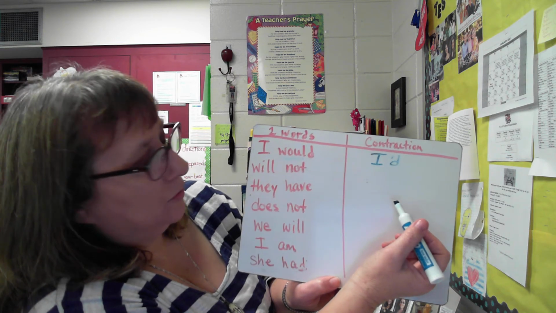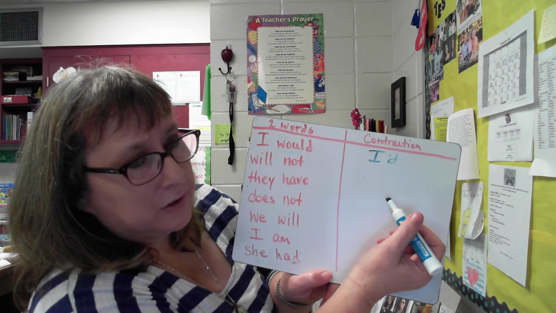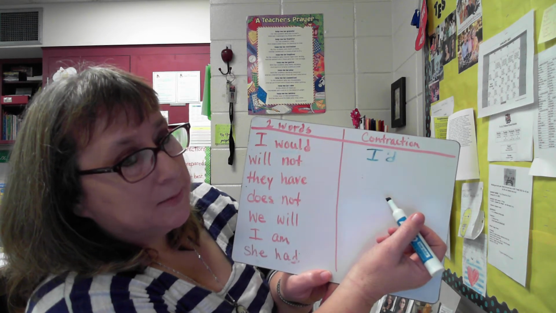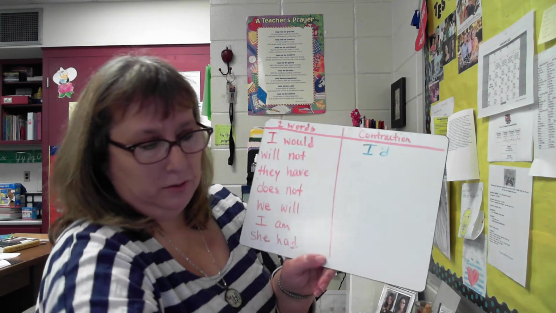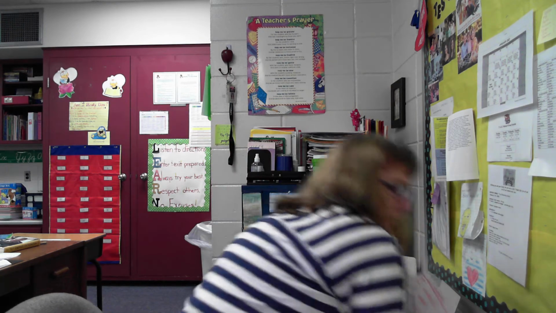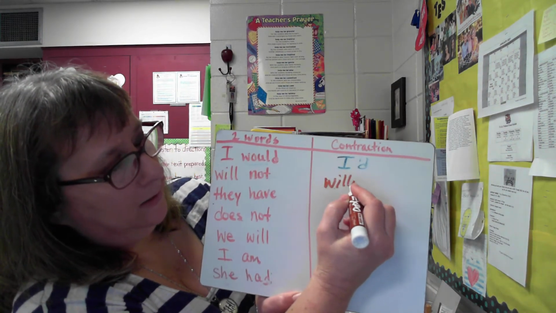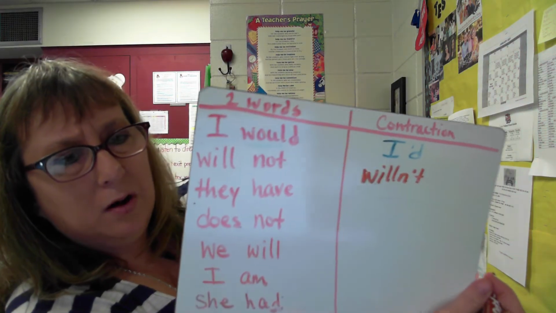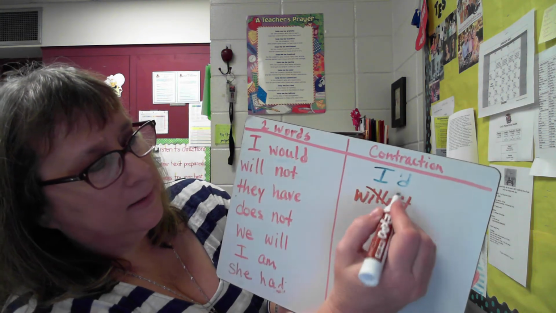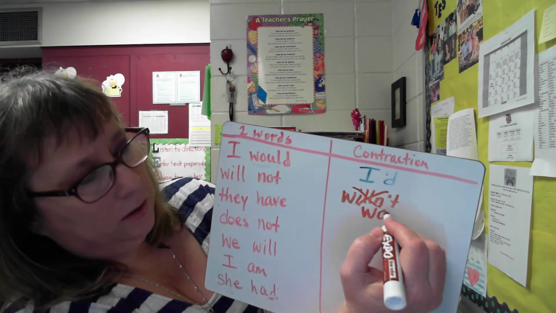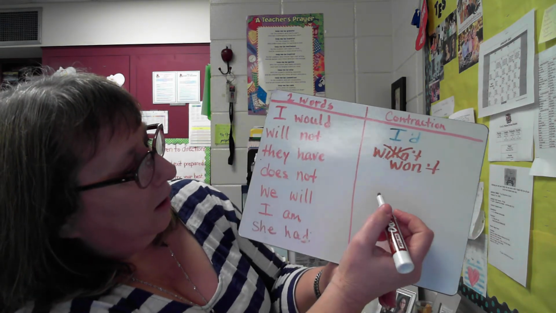The next one, will not. Will not is our special contraction. We talked about this when we did contractions last week. Will not is not wilt. W-I-L-L-E-N apostrophe T. You ever seen that word? Wilt? I haven't either. So our correct way, this is our special one, is, good, some of you are already shouting it, won't. W-O-N apostrophe T. All right, the next one.